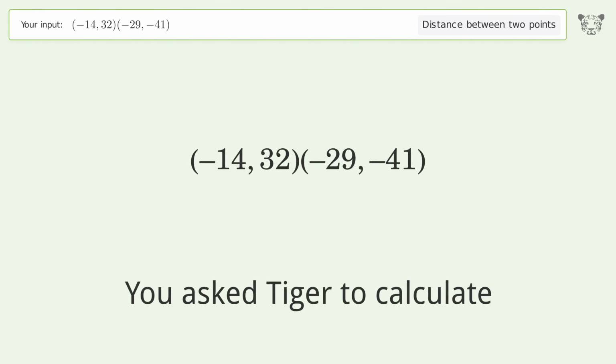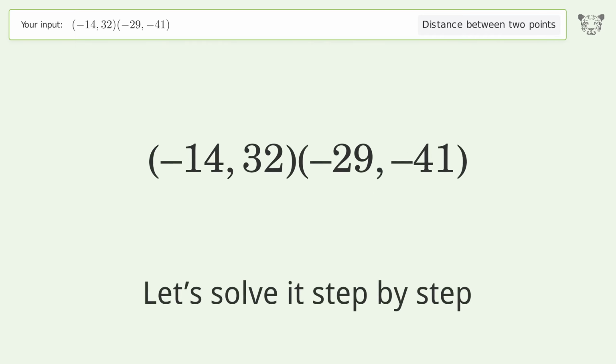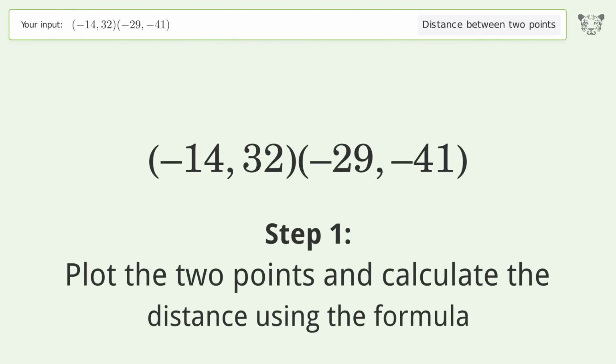You ask Tiger to calculate. This deals with the distance between 2 points. The distance between the 2 points is the square root of 5,554, or 74.525. Let's solve it step by step. Plot the 2 points and calculate the distance using the formula.